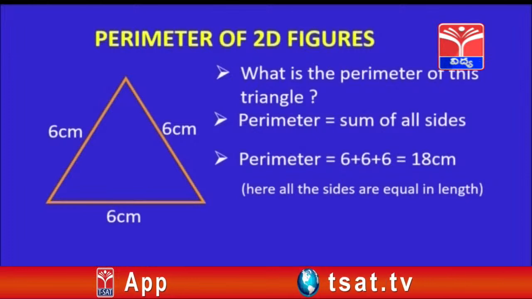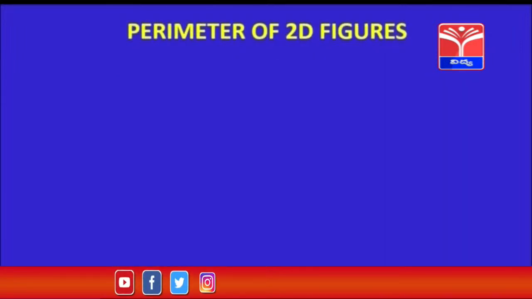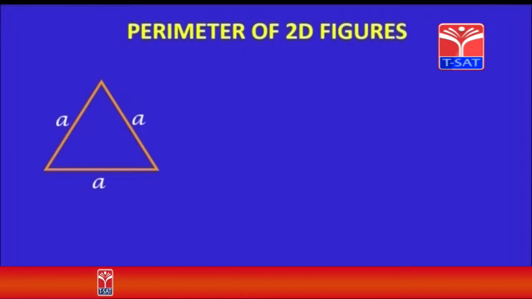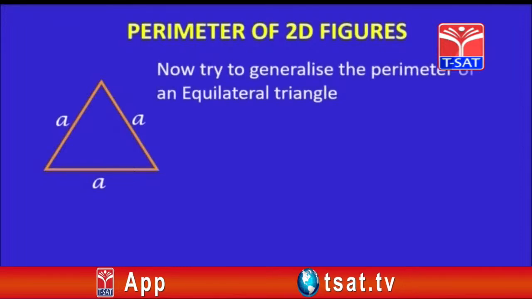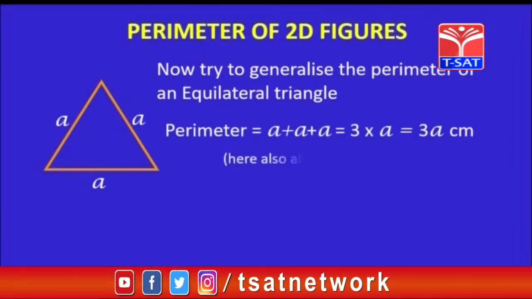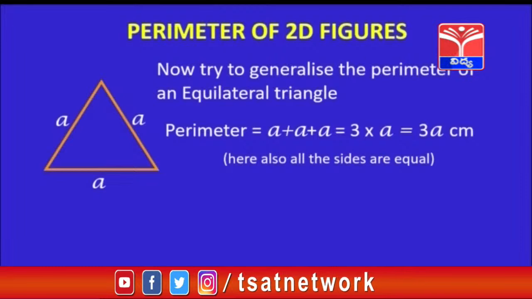If 3 measurements are equal in any triangle, that triangle is called an equilateral triangle. Let us write a formula for an equilateral triangle. Now the triangle is equilateral whose sides measure A units. A is any number here. Now try to generalize the perimeter formula of this equilateral triangle. So we learnt already perimeter is the sum of all the 3 sides. Here all the 3 sides are equal.